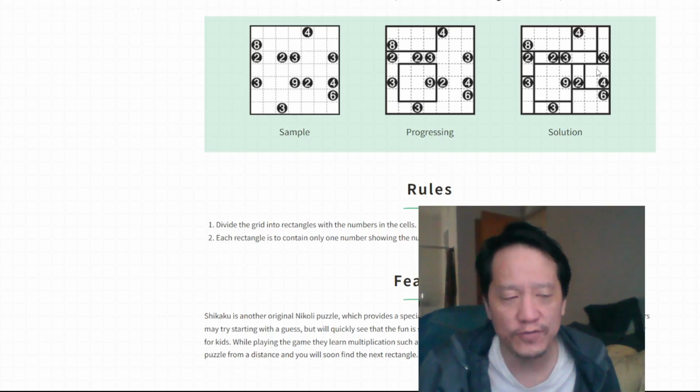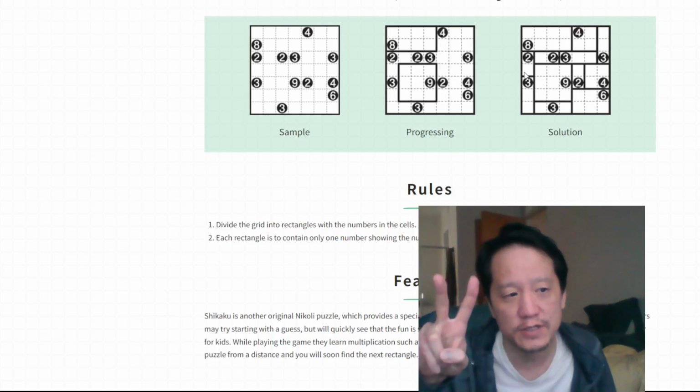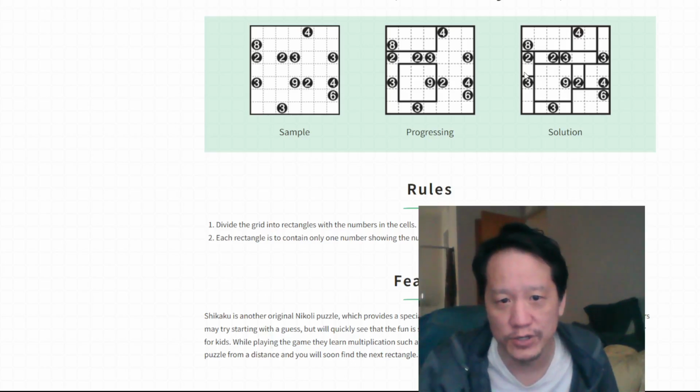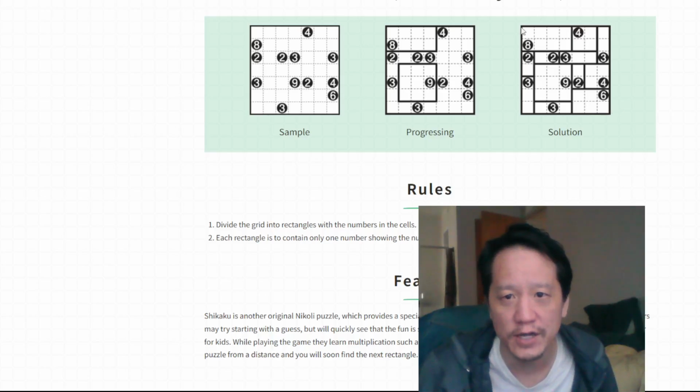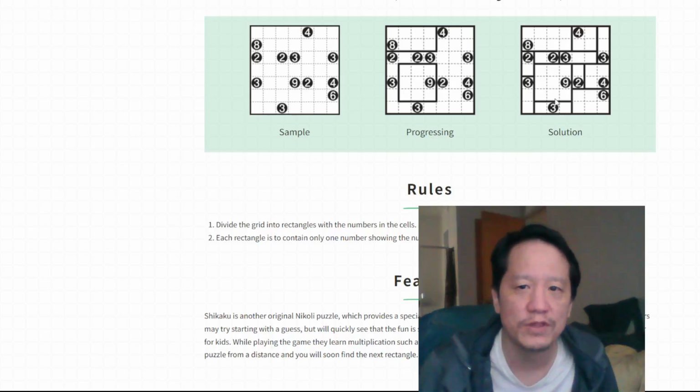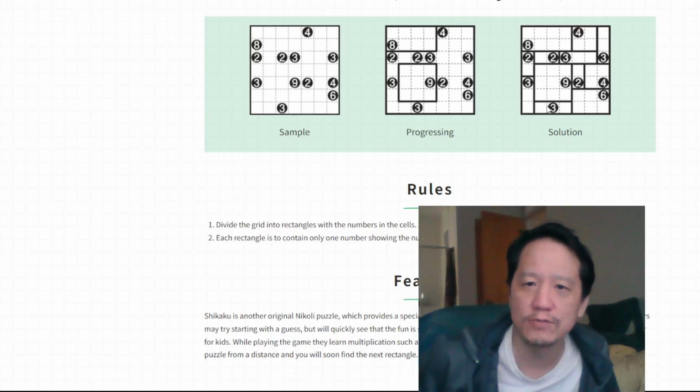So for example, from the solution, you can see that every 2 has 2 cells in the rectangle. Every 3 has 3 cells in the rectangle. Every 4 has 4 in the rectangle. There's a 6 with 6 in the rectangle, an 8 with 8 cells, and a 9 with 9 cells in the rectangle.